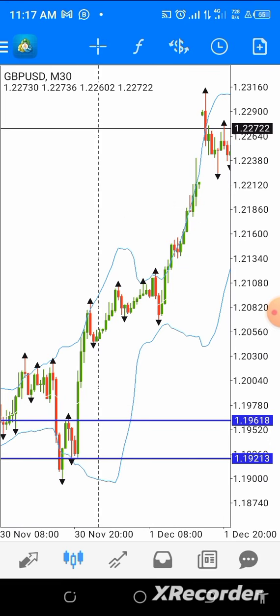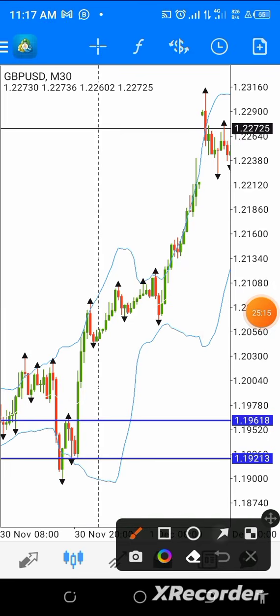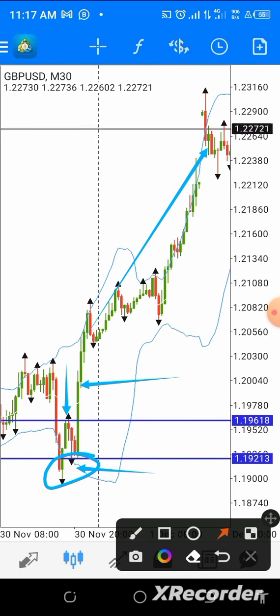Then you'll be looking out for any price action that breaks. When price action breaks this up fractal, you take your buy opportunity from here. You put your stop loss at the back of this very fractal. This is where your stop loss will be. And then you continue to ride your trade as long as you want.